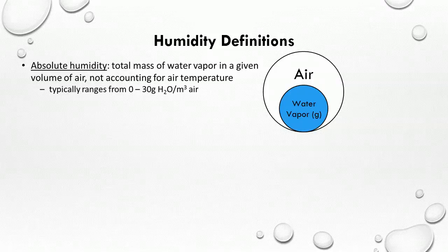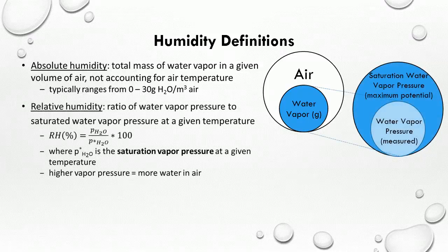If we can measure the absolute humidity, the total mass of water in the atmosphere may be estimated to some degree. Typical ranges for absolute humidity values range anywhere from 0 to 30 grams of water per cubic meter of moist air. Absolute humidity does not account for air temperature.